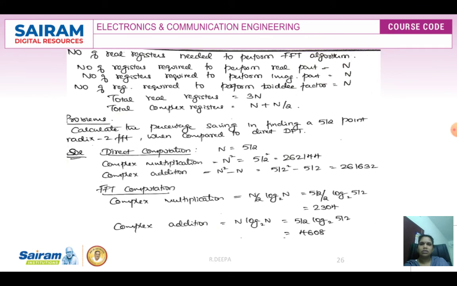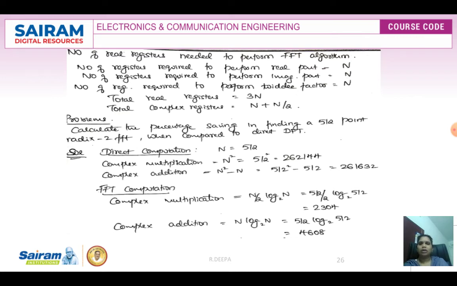So let us keep an eye on how many registers are needed in order to compute the FFT algorithm. The number of registers required to perform the real part is capital N, the imaginary part is capital N, and the twiddle factor is capital N. The total number of real registers we are going to use is 3N, and the number of complex registers will be N plus N by 2. So please remember these register values, and you'll be using them while solving the problems.